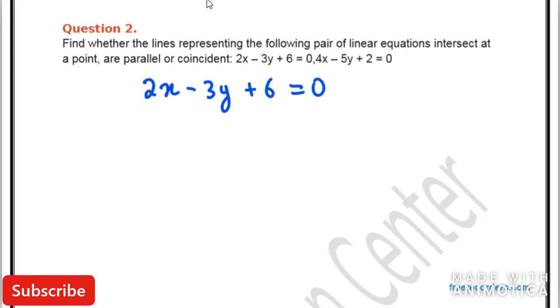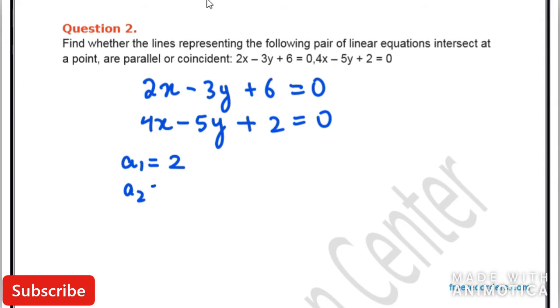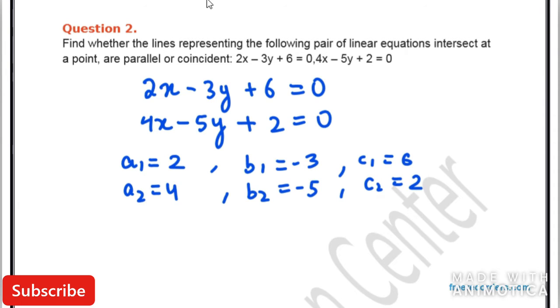So first of all, whatever is given to us, we can write. It is 2x minus 3y plus 6 equals 0. Then the second equation is 4x minus 5y plus 2 equals 0. Now from the above equations, we have a1 as 2, a2 as 4, b1 as minus 3, b2 as minus 5, c1 as 6, and c2 as 2. So as you know, we have a condition of a1 over a2, then b1 over b2, then we need to find c1 over c2, then we need to conclude our answer.